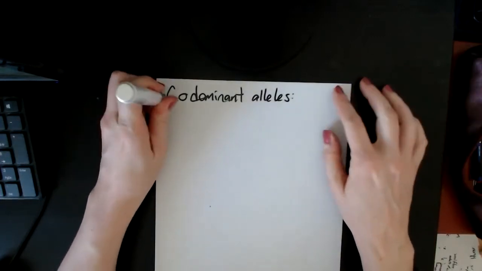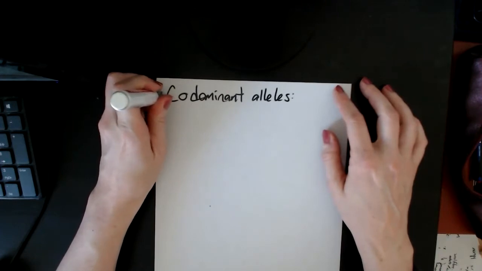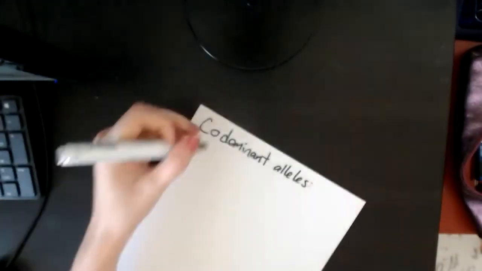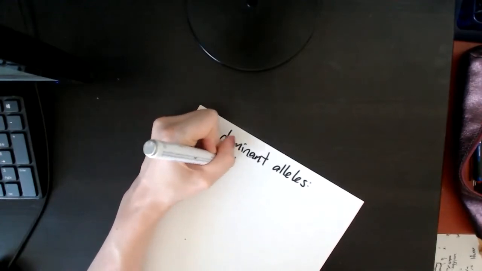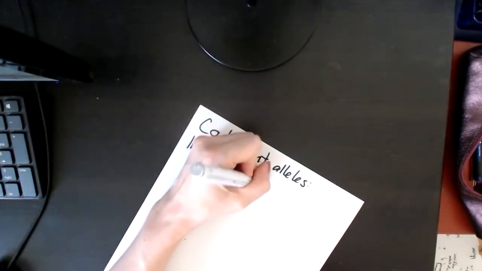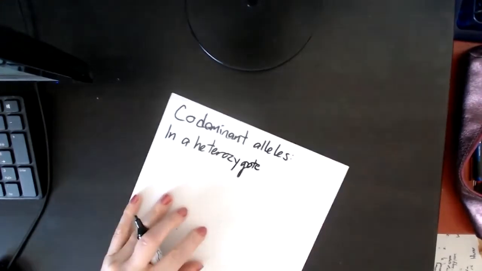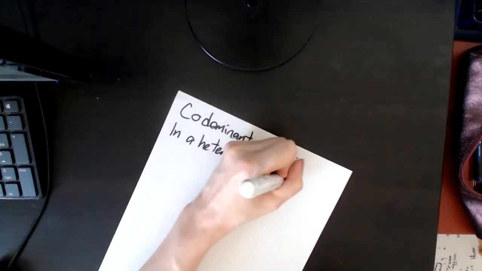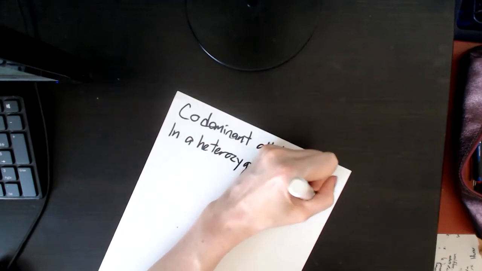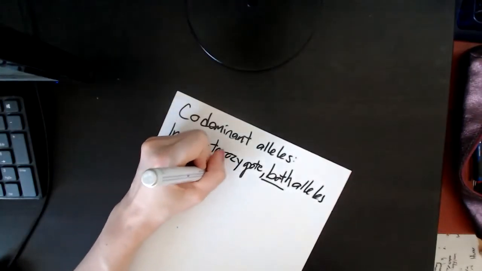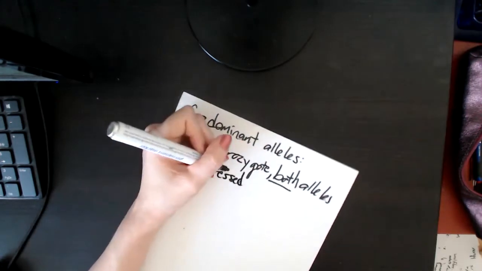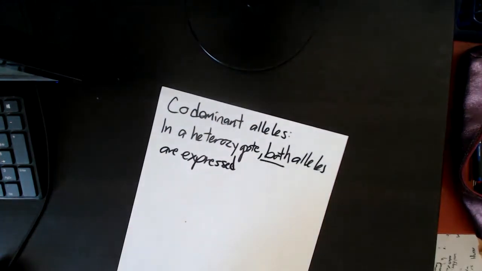And so codominant alleles, the idea is that neither allele is dominant or recessive. And so instead, in a heterozygote individual, which means that they have two different alleles, right? The idea is that both alleles are actually expressed. And I'm going to use chicken feather color for this, all right?